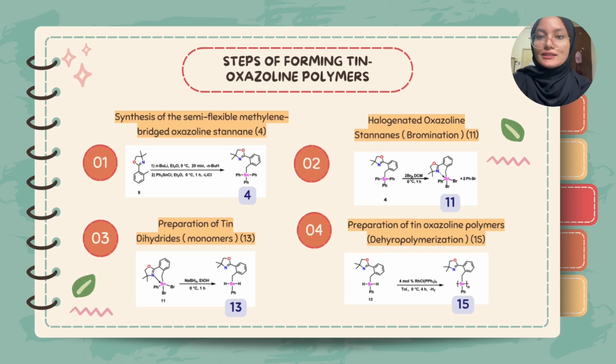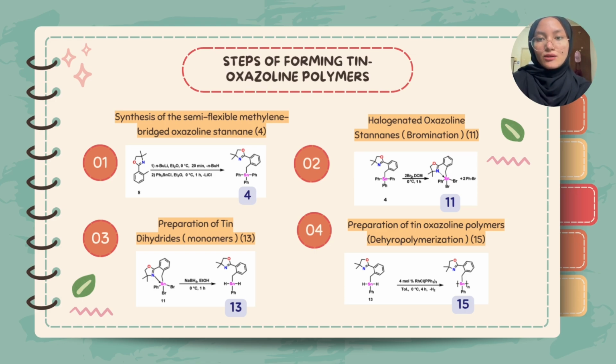The third step is the reduction process using sodium borohydride to produce dihydride species, which is tin dihydrides, forming a monomer 13. The last step is the preparation of tin oxazoline polymers. The dihydride derivative undergoes dehydropolymerization to form polystannane. The polymer displays low molecular weight and stability challenges, which indicates room for optimization.